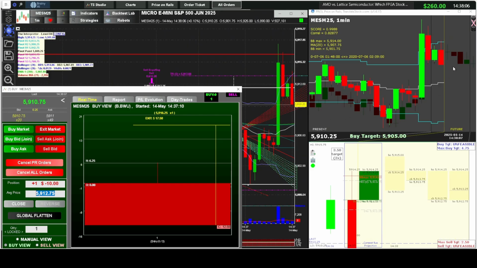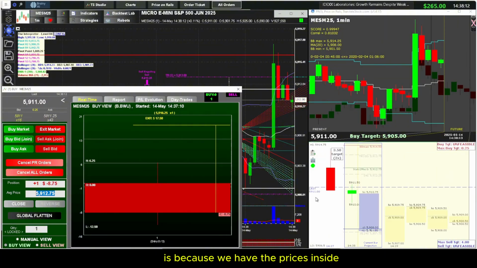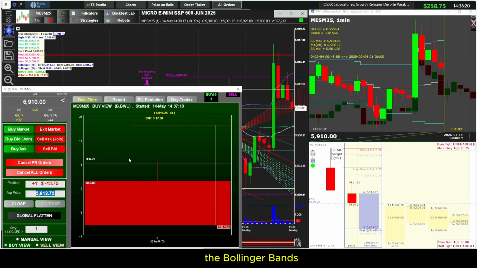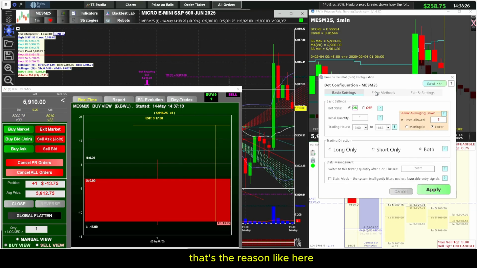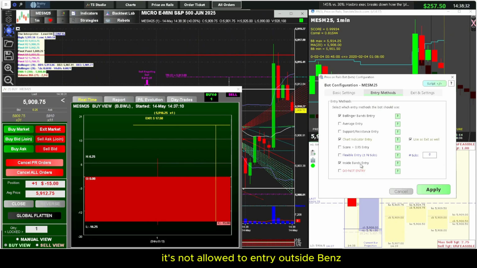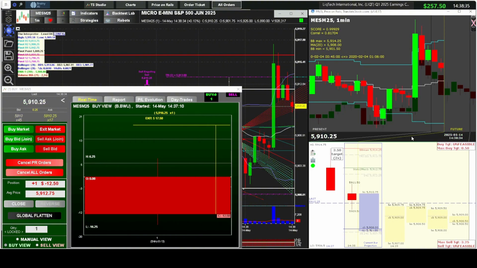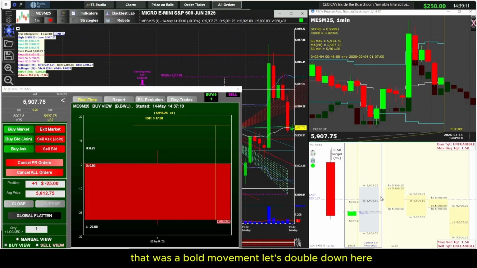The reason the system started this trade for me is because the prices are inside the Bollinger Bands. That's the reason here: inside bands entry. It's not allowed to enter outside bands. Okay. That was a bold movement.